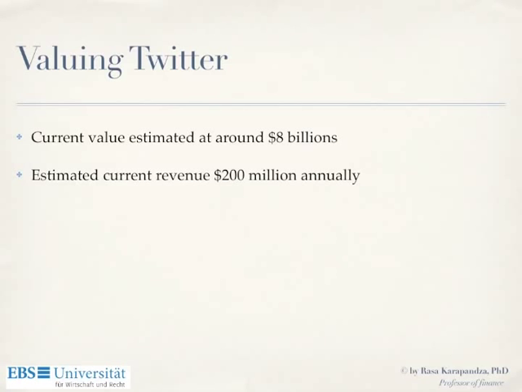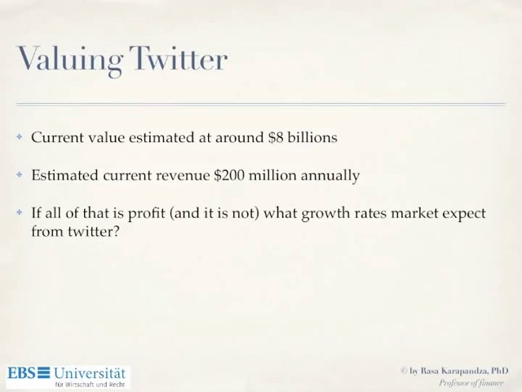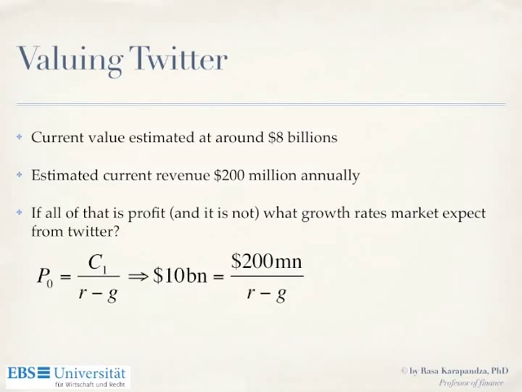They have reinvested everything because they expect high growth. Now, but let's pretend for a second that this is all profit, that this 200 million is total profit. And let's try to approximate Twitter as a constant growth perpetuity. So price today must be equal to C1 over R minus G. And let's assume that next year Twitter will make $200 million in profit.